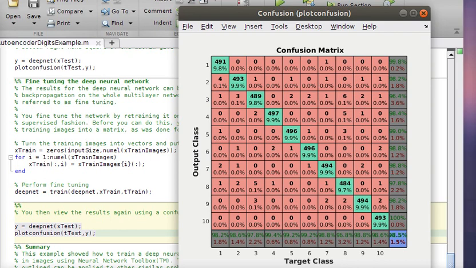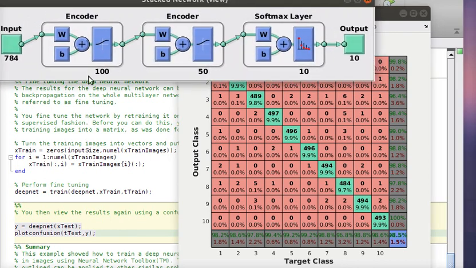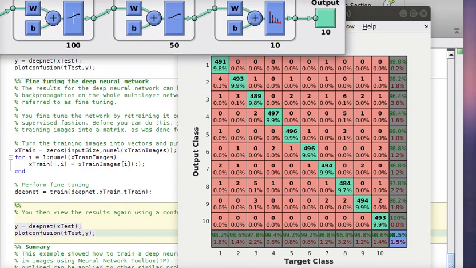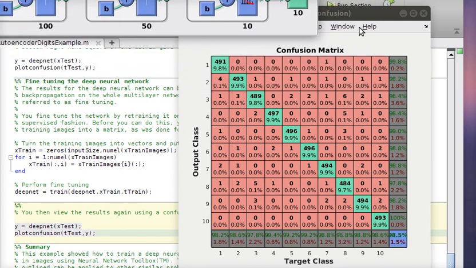Good job. So this again is the stacked neural net. And so you can use autoencoders to train each of these layers separately and then glue them together and then just do some fine tuning at the end.